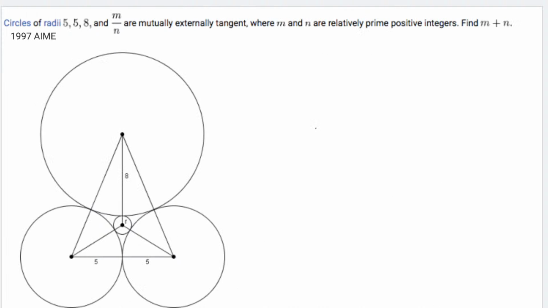The next problem. Yeah, this is a very nice problem. I'm going to read it out and give you some time to solve this. It's a wonderful problem. Circles of radii 5, 5, 8, and m over n are mutually externally tangent, where m and n are relatively prime positive integers. Find m plus n. I drew the figure before because it's going to take a long time to draw this figure with a neat shape. So now the figure is there. I want you guys to solve this problem.